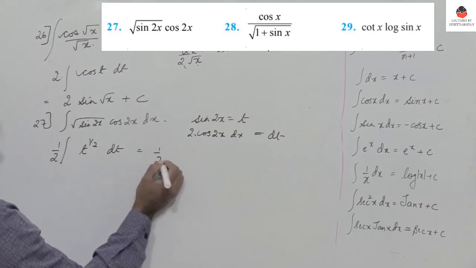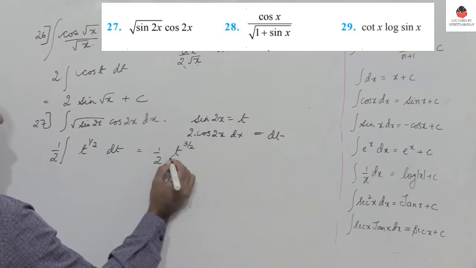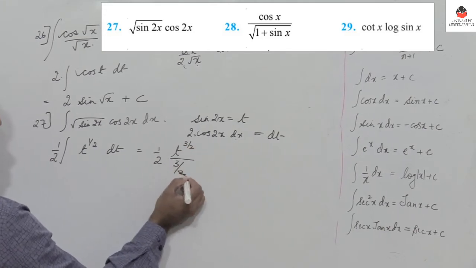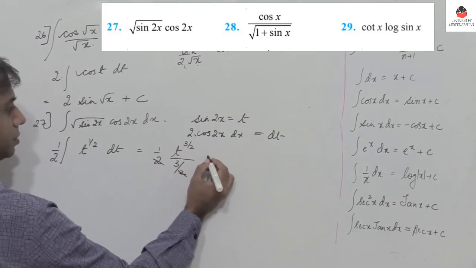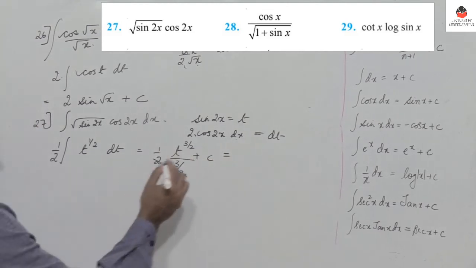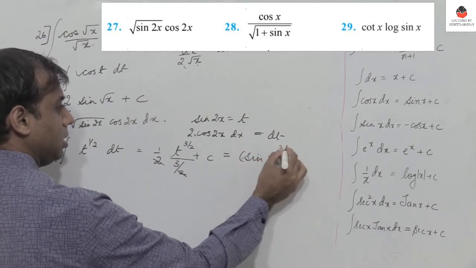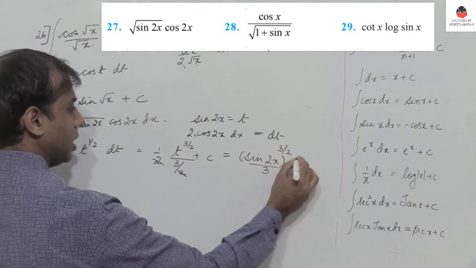So it is 1 by 2, t power half plus 1 is 3 by 2, divided by 3 by 2. The 2 gets cancelled, plus c, of course, which is equal to, t is sin 2x, so (sin 2x) whole power 3 by 2 divided by 3 plus c.